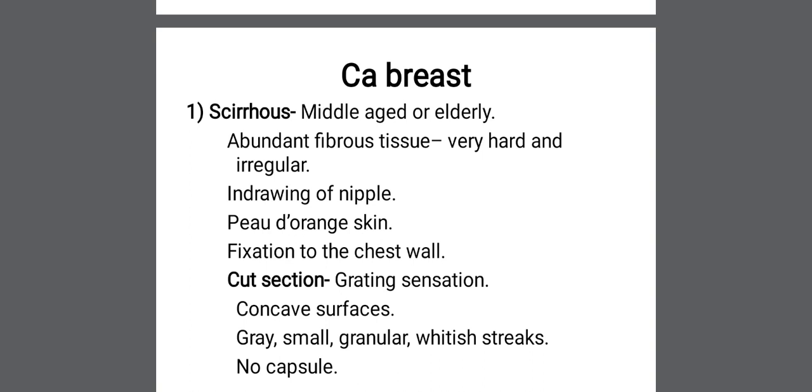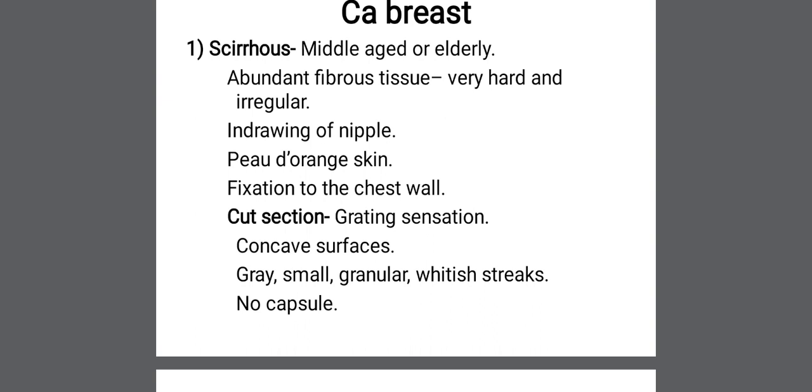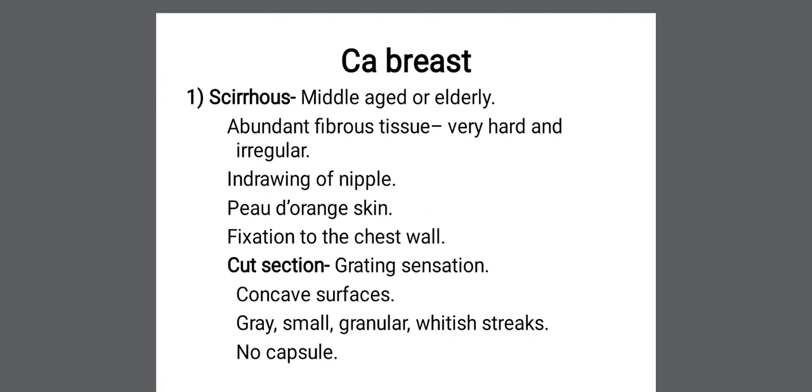If the breast containing scirrhous carcinoma is cut with a knife, on cut section, how will it look? The growth cuts with a grating sensation. The cut surfaces are concave. The color of the cut surface is gray and may show small granular whitish streaks, and there is no capsule, the tumor being fixed within the breast tissue only. So this is scirrhous carcinoma.